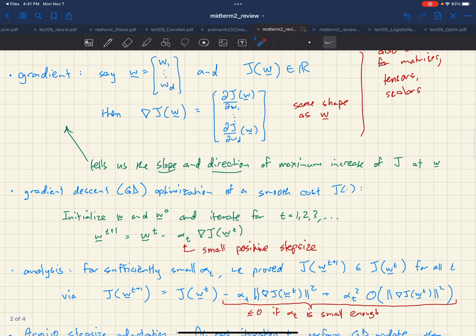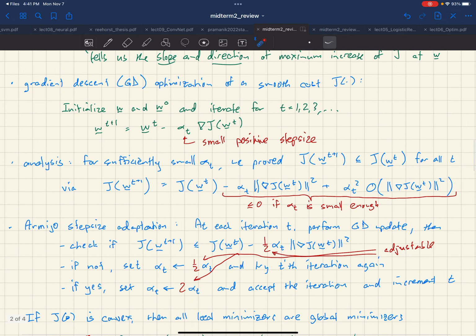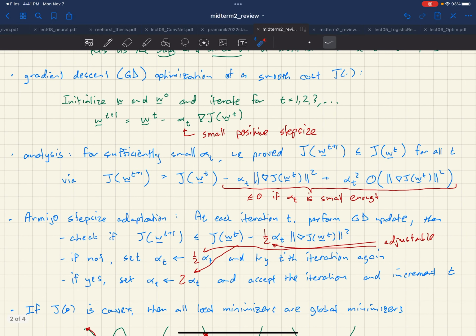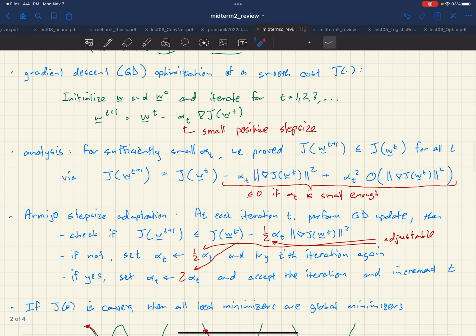Okay, so that was how we convinced ourselves that gradient descent works if the step size is small enough. And then that brought us to the question of, well, how do you choose a step size if you never know how small it should be in advance? And we came up with this approach to adapt the step size on the fly as we iterate. And this was the Armijo method. And it goes like this.